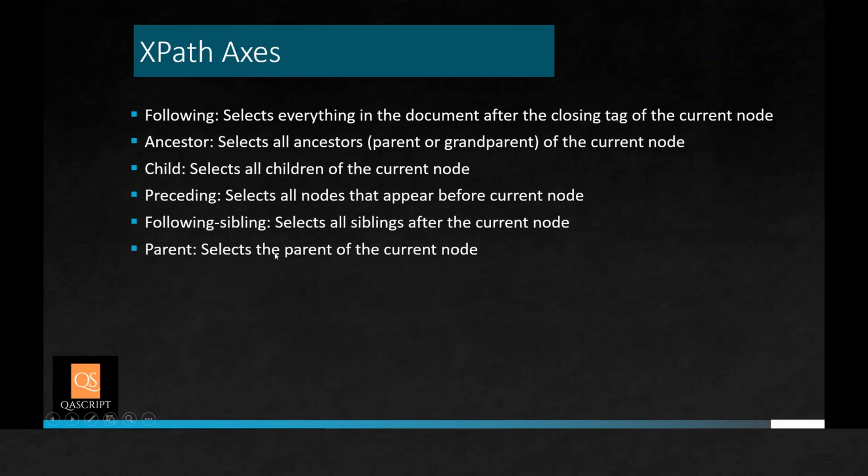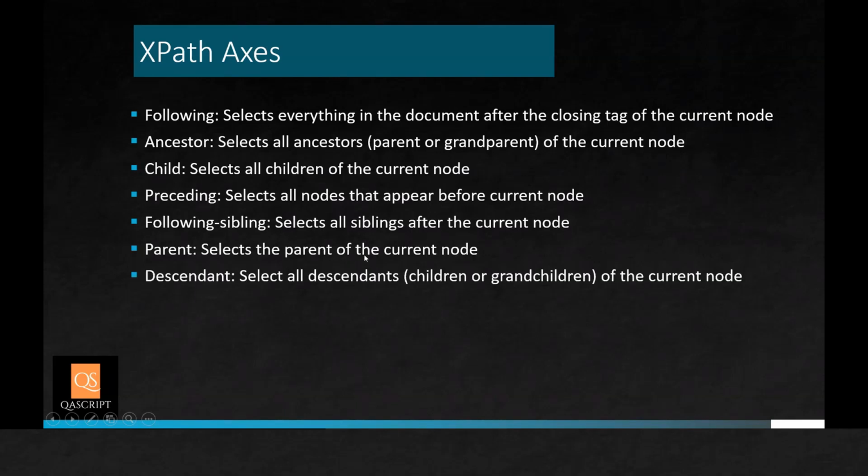Then there is parent. It will only select the parent of the current node, not the other ancestors. It will only select the parent. Descendant will select all the descendants, right? So similar to ancestor, where you can select all the ancestors, here it will select all the descendants, which is children or grandchildren of the current node.